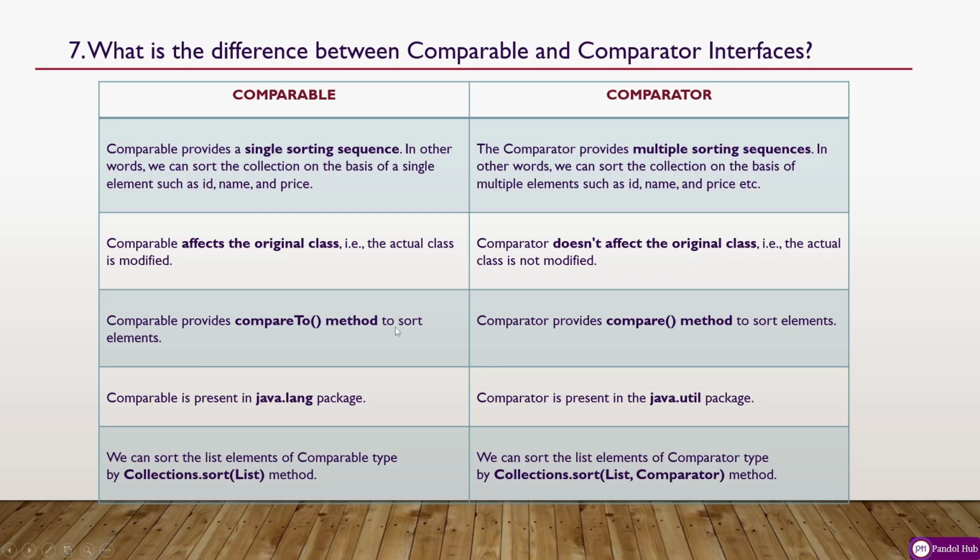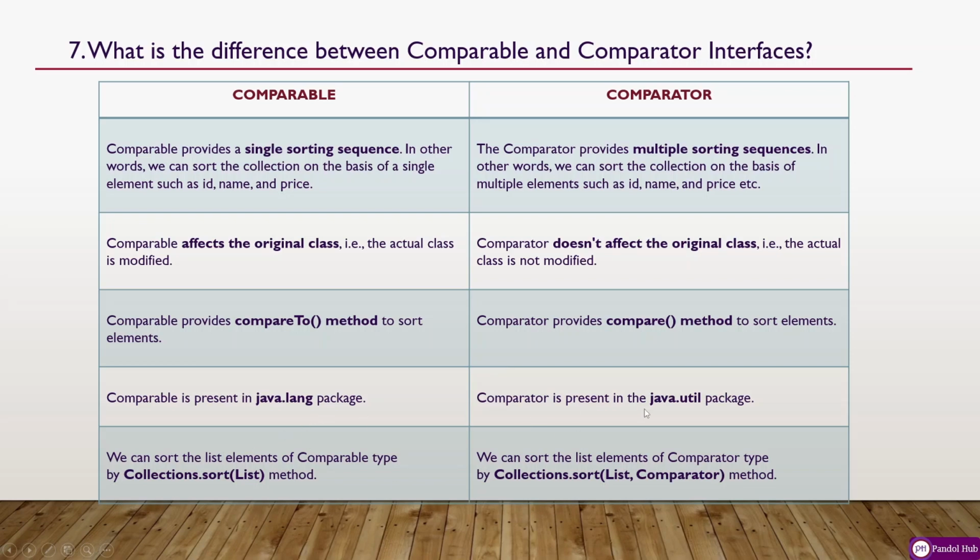Comparable provides the compareTo method to sort the elements. Comparator provides the compare method to sort the sequences. So if it's Comparable, it's compareTo, and if it's Comparator, it's the compare method. Comparable is present in the java.lang package, whereas Comparator is present in the java.util package. We can sort the list elements of Comparable type by the Collections.sort(List) method, and we can sort the elements of Comparator type by the Collections.sort(List, Comparator) method.